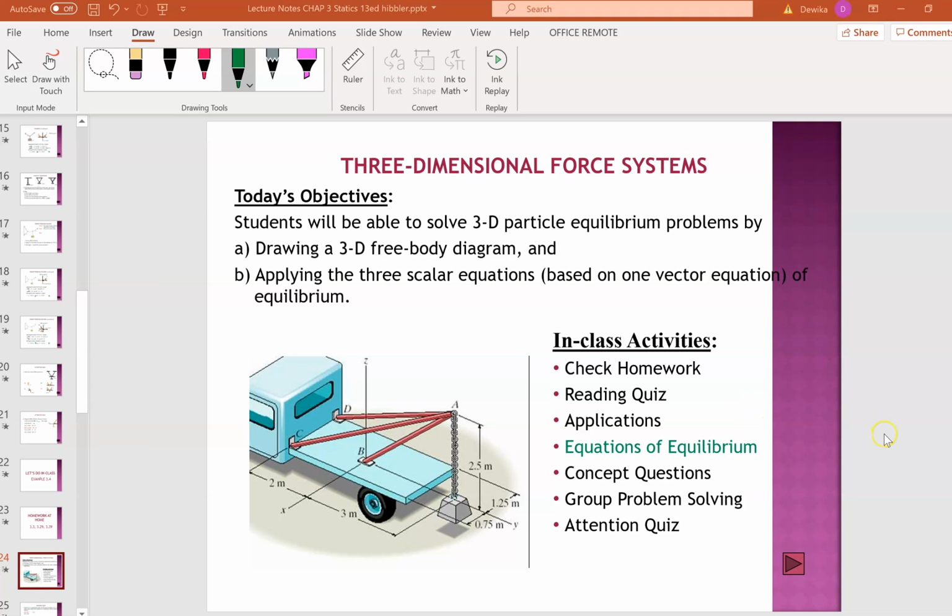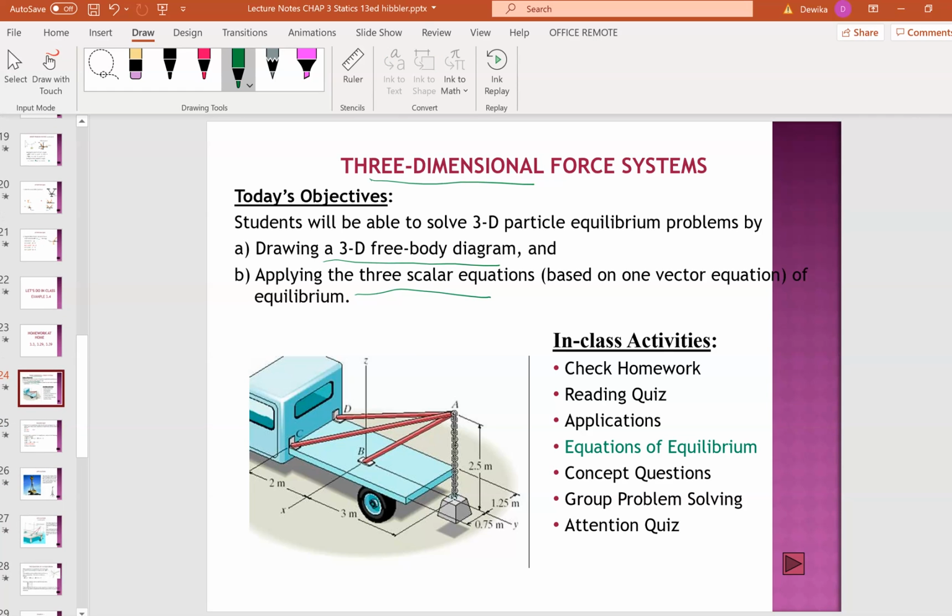Similar to the coplanar forces. So this is on 3D. Yeah, so we're going to look at three-dimensional force vectors. It's similar to coplanar, but now it is in 3 dimensions. First thing you need to do, of course, all the time, you have to draw the free body diagram, and then you apply the 3 scalar equations.